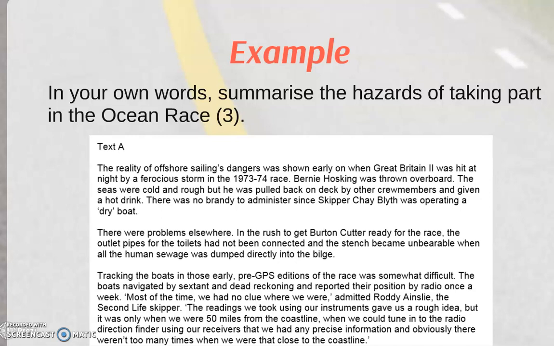So the first thing we're going to look at is the question. It wants me to find the hazards of the race, nothing else, so I'm going to focus on that. You could highlight the keywords in the question if it helps you stay on track. But I'm not going to put in any irrelevant information or opinions of my own in it because the point of summarising is to make things shorter, not longer.